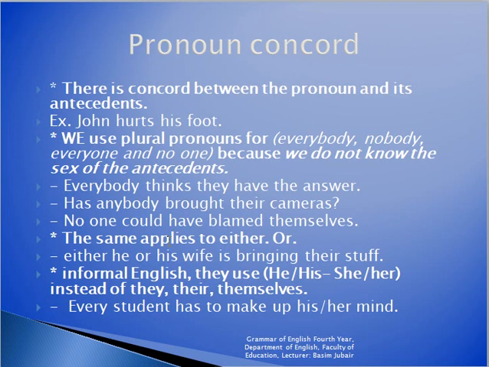The same applies to either or. Either he or his wife. He or his wife, he and she is bringing the stuff. So why using their? Because we have he and his wife, which refers to she. So we cannot specify. Informal English uses he or his, she or her, instead of they, their, themselves. So this is in informal English only. Every student has to make up his or her mind. They write like this, his or her mind. While in formal English, they say, every student has to make up their mind.